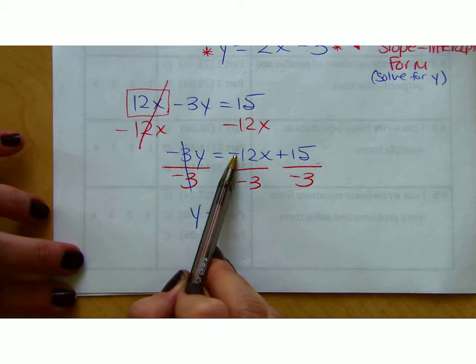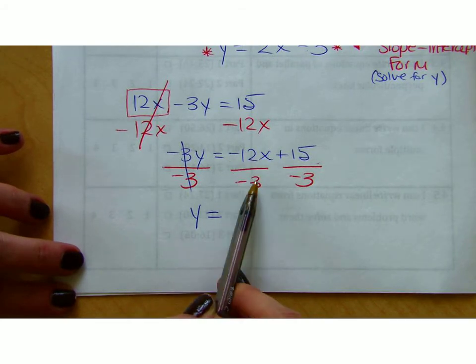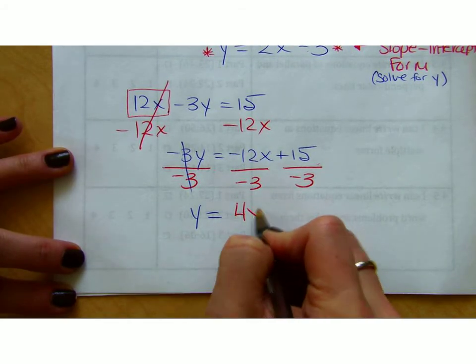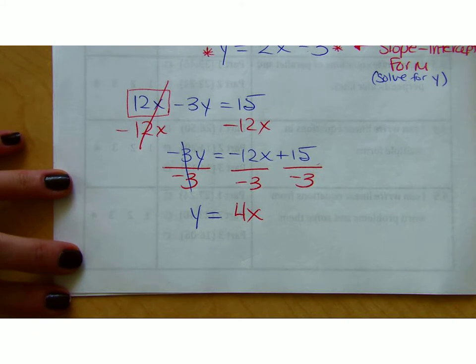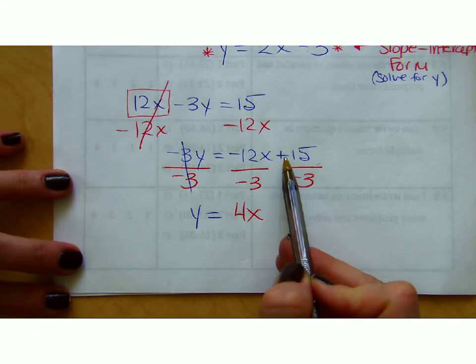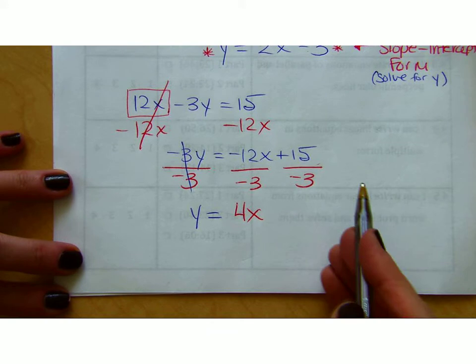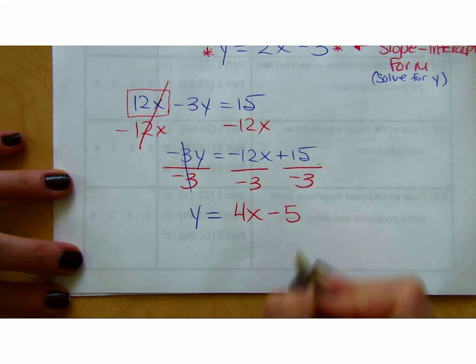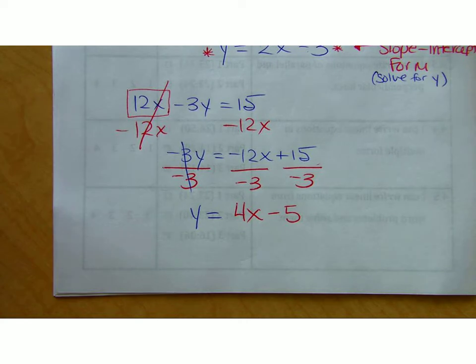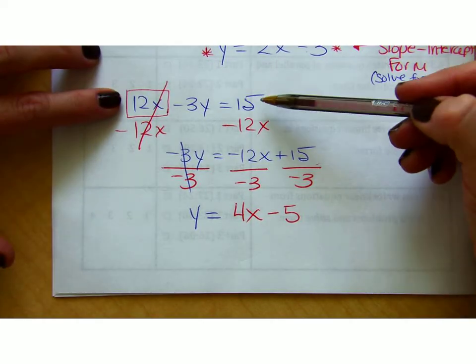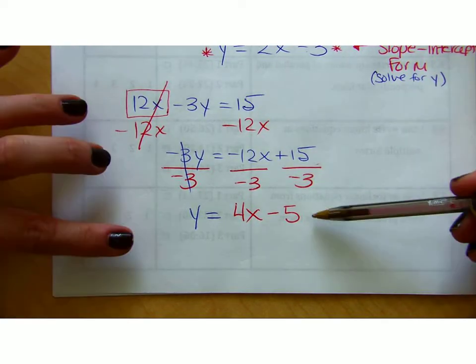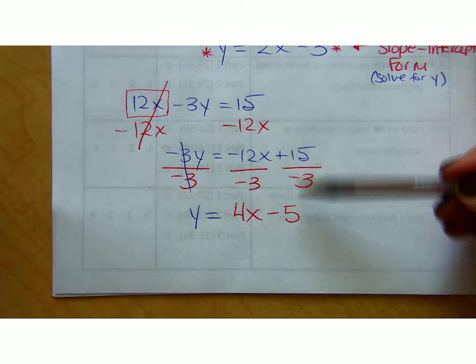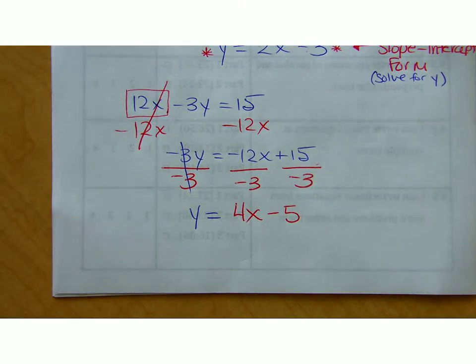What's a negative 12x divided by a negative 3? It's a positive 4x, right? What is a positive 15 divided by a negative 3? Negative, and look how I write it. Looks like a minus. It's negative 5. So look what I just did. I took this equation with a 12, a negative 3, and a 15, and I turned it into y = 4x minus 5. You would never think that those were the same two lines, right?